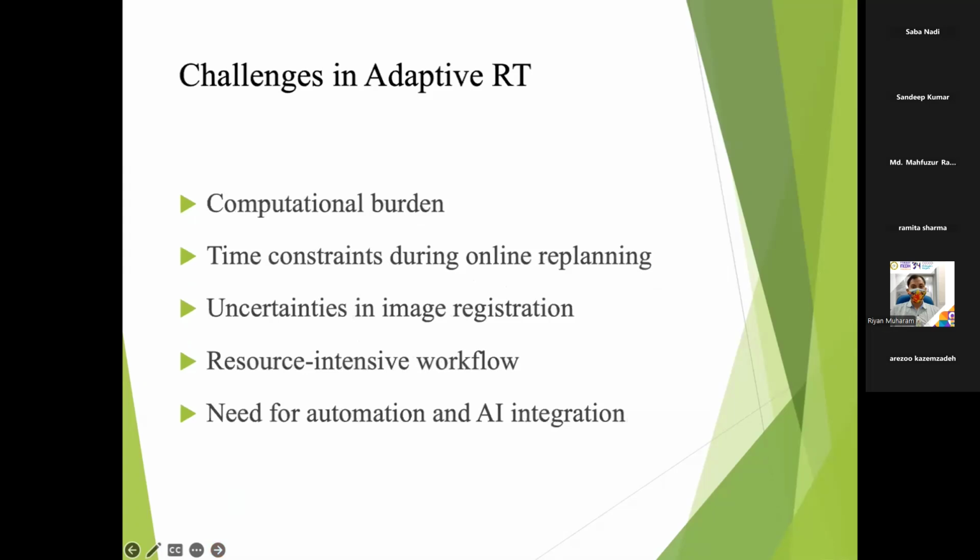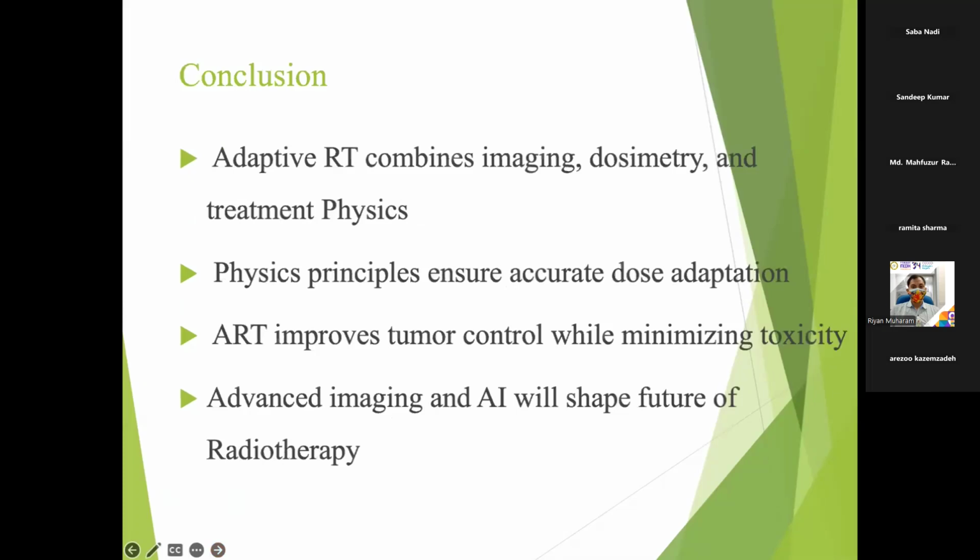So what are the current challenges in adaptive RT? Basically, computational burden, time constraints during online replanning, uncertainties in image registration, resource-intensive workflow, and it needs more and more automation and AI integration.